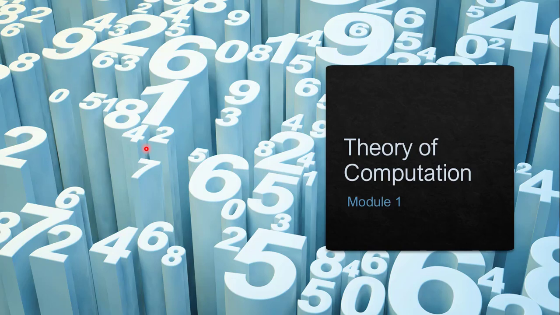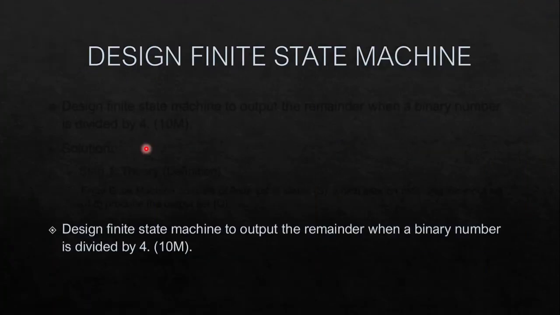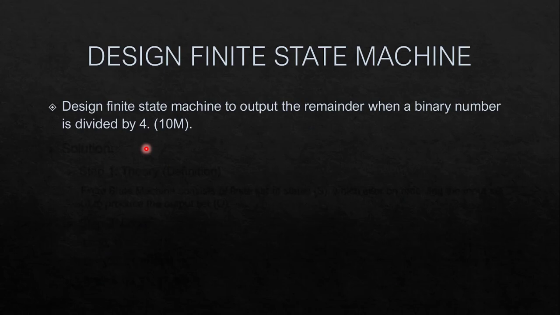In today's concluding session, we are going to design the FSM as an output generator. So let's begin. The first question for today's session is: design the finite state machine to output the remainder when a binary number is divided by 4.